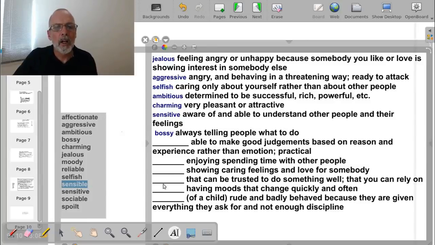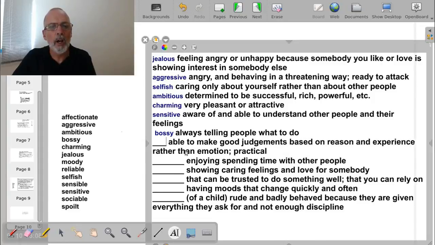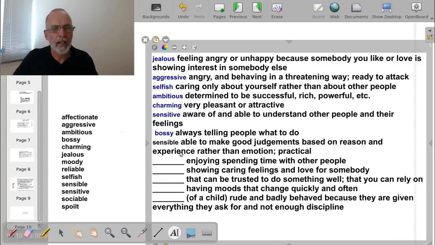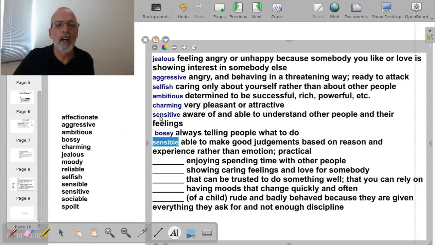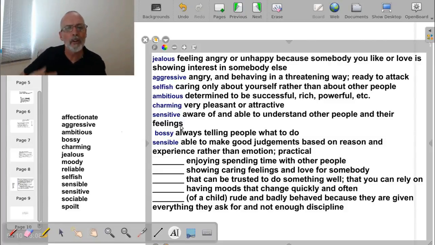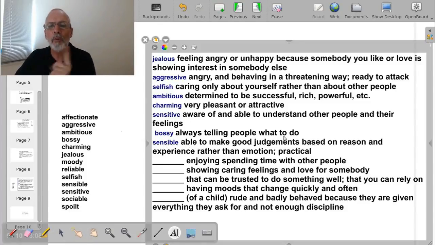Sensible. So, like I just told you, if you're a Spanish speaker, this has a very different meaning in Spanish. The word in Spanish is like sensitive in English. I don't want to use Spanish in the class, but if you're a Spanish speaker, you should pay attention that this word is very different. The word in Spanish is sensitive in English, and sensible is able to make good judgments based on reason and experience.